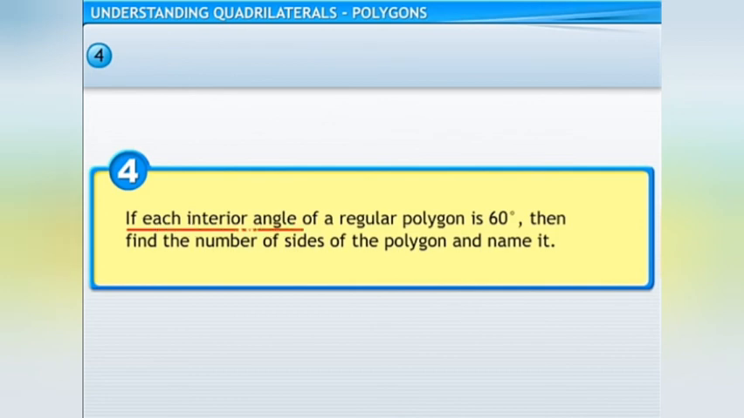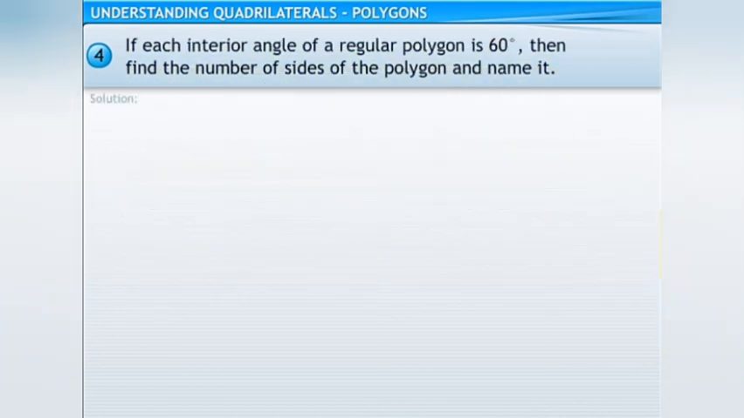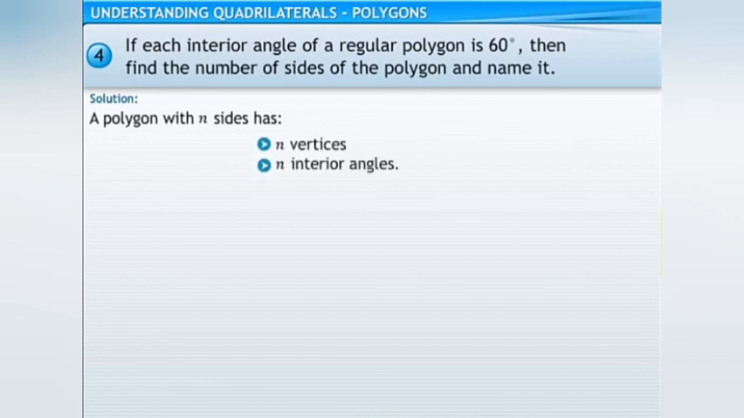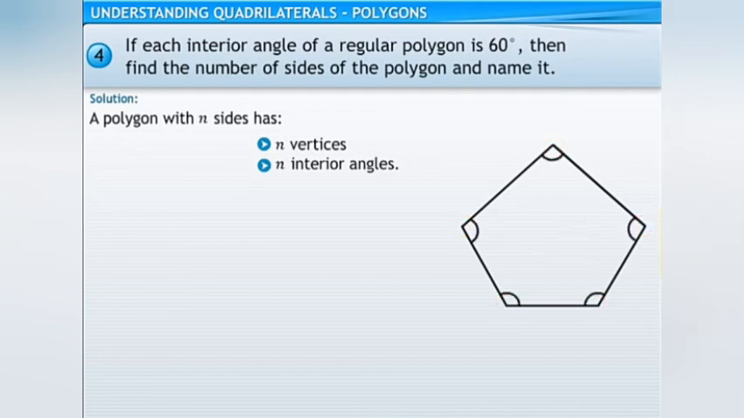If each interior angle of a regular polygon is 60 degrees, then find the number of sides of the polygon and name it. We are given a polygon with each interior angle of measure 60 degrees. We have to find the number of sides. To solve this problem, we will derive some properties of a polygon. If a polygon has n sides, the polygon will have n vertices and n interior angles. For example, for a pentagon, we have 5 vertices and 5 interior angles.